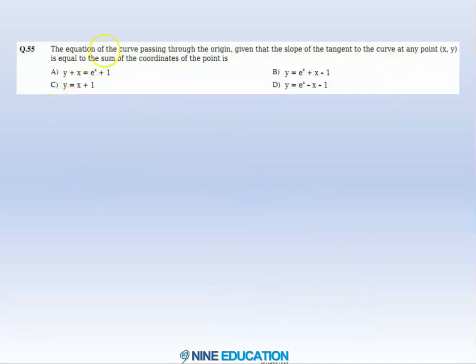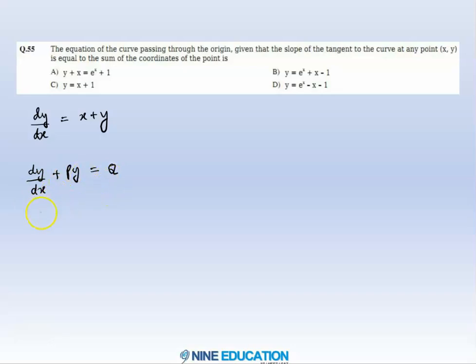Question number 55: the equation of the curve passing through the origin, given that the slope of the tangent to the curve at any point is equal to the sum of the coordinates of the point. According to the question, the slope of the tangent at any point is dy by dx, and that is given as the sum of the coordinates, so it is x plus y. Now this is pretty much relatable to the standard linear differential equation dy by dx plus py is equal to q, where p and q are either constants or functions of the independent variable x.